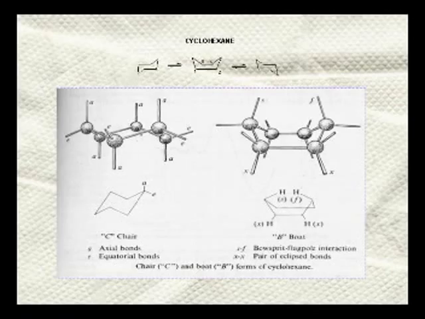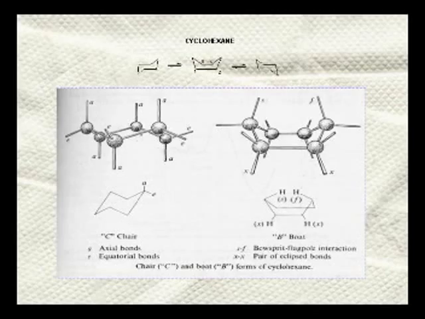Moreover, carbon number 1 and 4 have somewhat nearer hydrogens. They are namely called the flagpole hydrogens. They are having much problem. There will be repulsion between the two hydrogens available in the middle. This particular repulsion is namely called the flagpole interaction. Due to that also, the molecule gets somewhat higher energy.